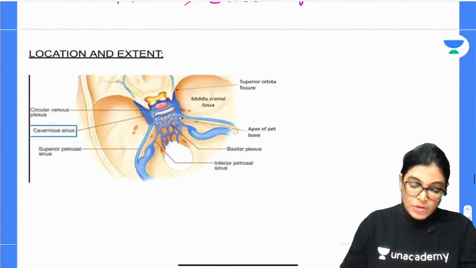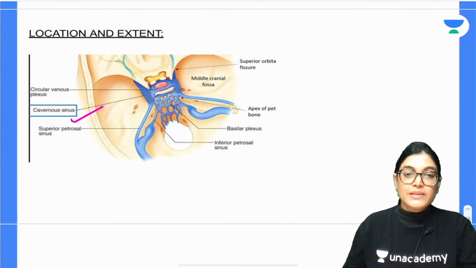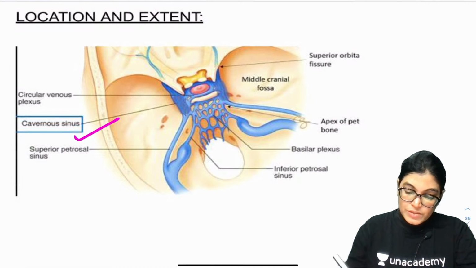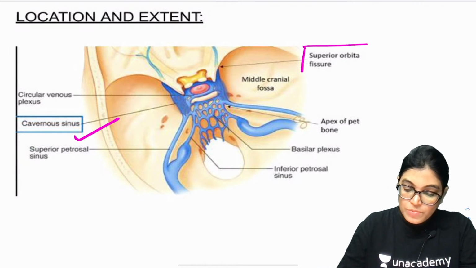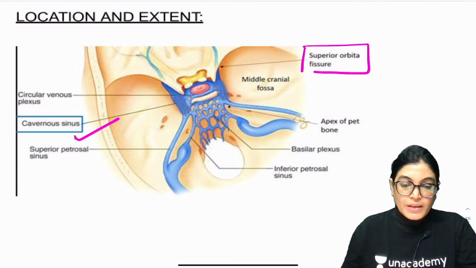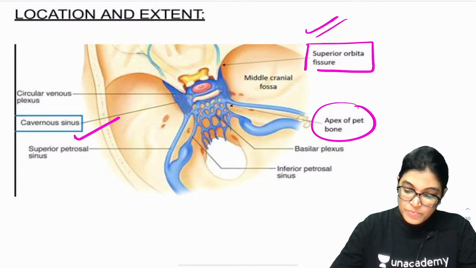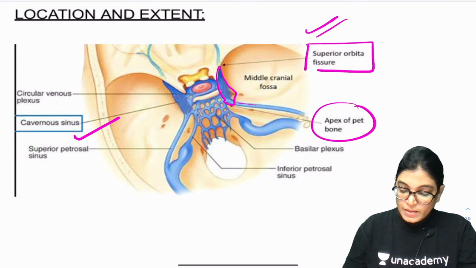Now let's talk about location and extent. You can clearly see here the location of cavernous sinus: it is located in the middle cranial fossa on either side of the sphenoid body. And if I talk about its extent, it is extending from the superior orbital fissure to the petrous part of the temporal bone.